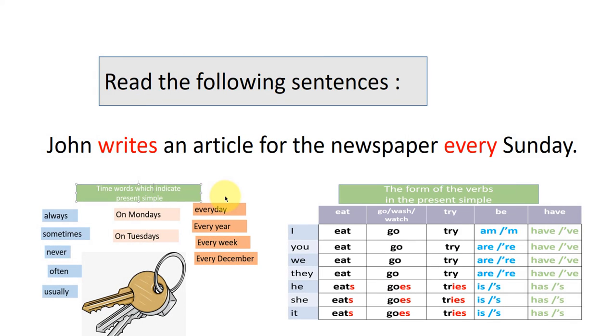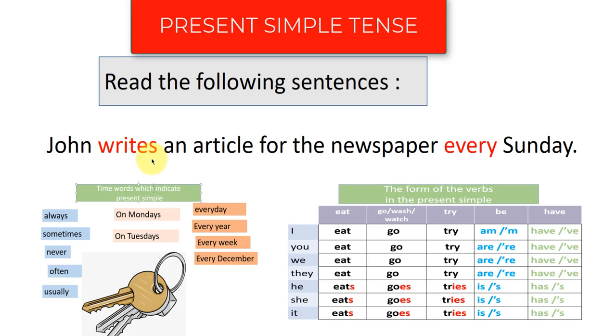Good. So here we read the following sentences. So John writes an article for the newspaper every day. Which tense is this? It's the present simple tense. This verb is in the present simple tense. Okay. What is the present simple tense?